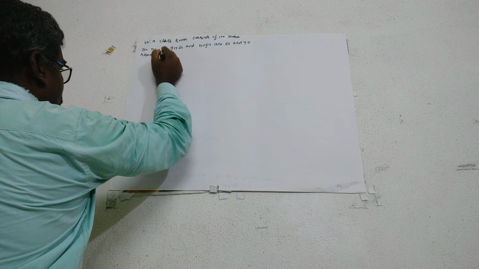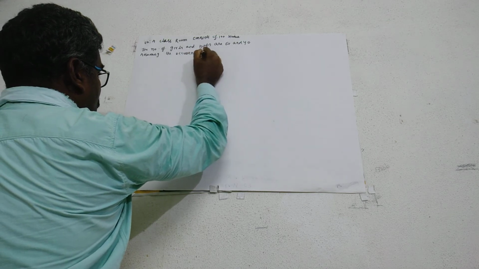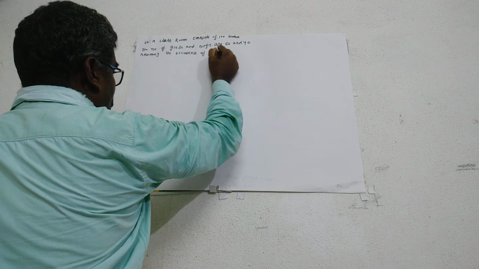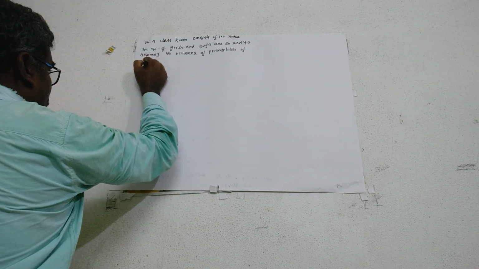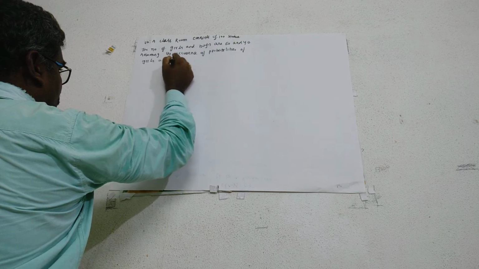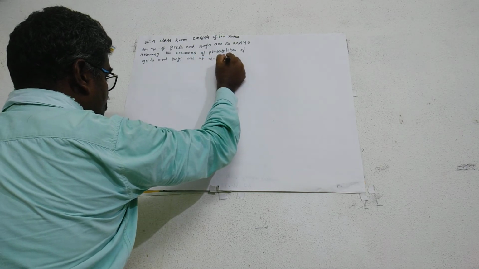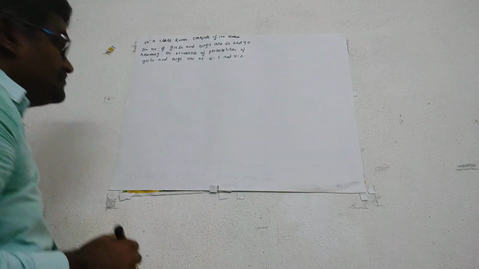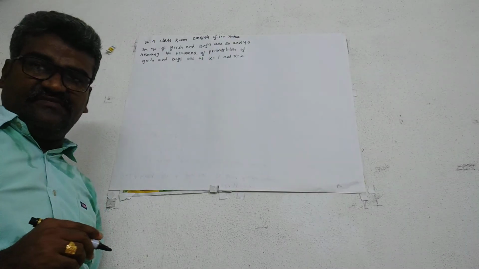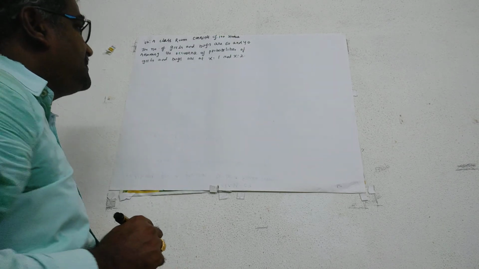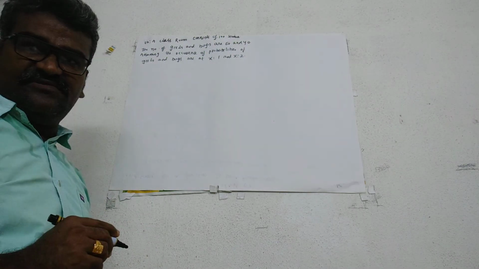Assuming the occurrence of probabilities of girls and boys are at x equal to 1 and x equal to 2. This is the given data. With this given data, we need to obtain the distribution function and density function. Our next topic is density function. For the time being, we shall get the density function, the derived form of the distribution function. We shall see it in detail in the next video.